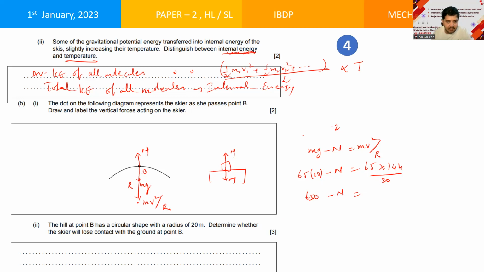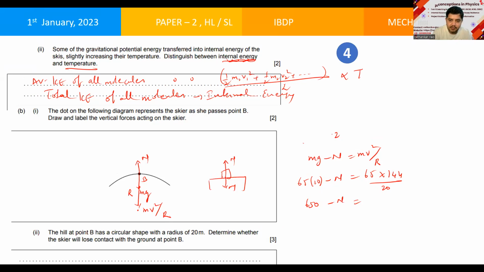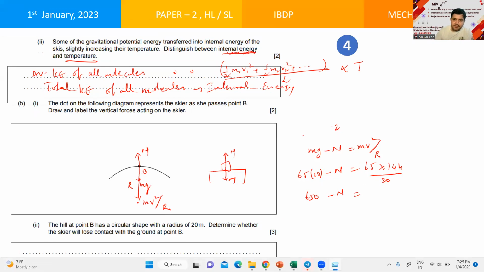Oh my God, where is my calculator? I should get my calculator. We have been addicted to this calculator. Without a calculator, you can't do anything. Just give me a moment.